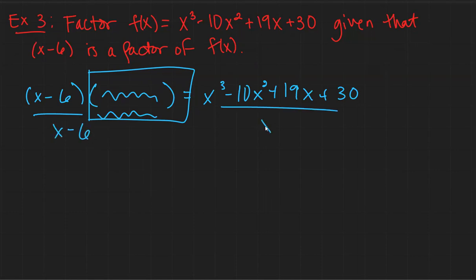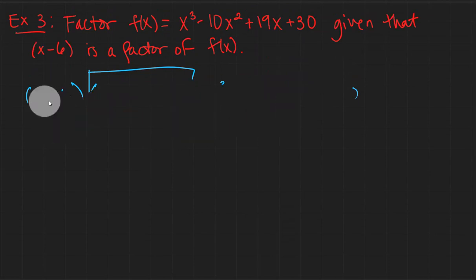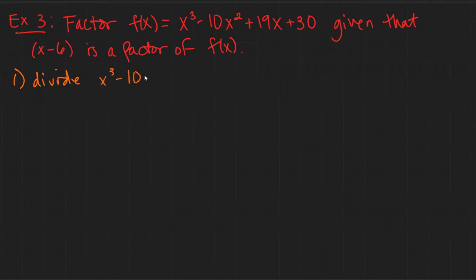Oh, and we already know how to divide polynomials. We just learned synthetic division. So let's do it. Okay. So pretty much this problem is asking us to divide x cubed minus 10x squared plus 19x plus 30. Okay, that's not all we're gonna do, but that's the first thing we should do. So first thing we need to do is divide x cubed minus 10x squared plus 19x plus 30 by x minus 6.